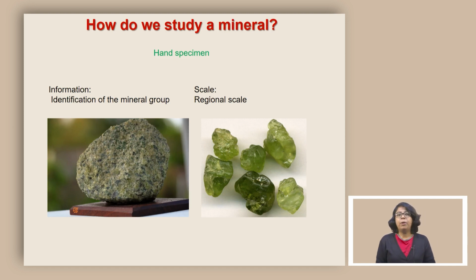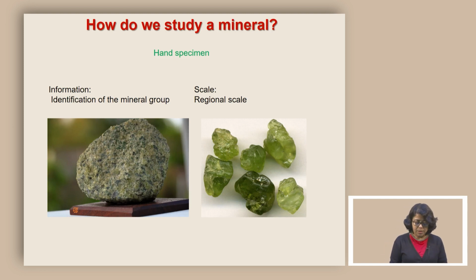When we talk about hand specimens, they are large and we can see them without a microscope, and we can classify them based on the optical properties that we can see without a microscope, as well as other information such as shape, hardness and things like that. So, that gives us a fairly good idea of which mineral group we are looking at.